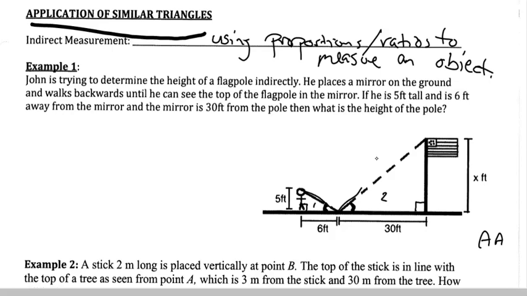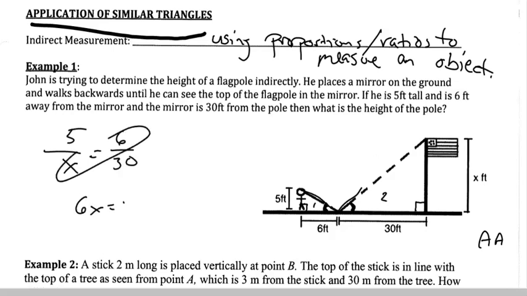Now that you've created your two similar triangles, we can set up a proportion. 5 is to x as 6 is to 30. And you could just solve this, getting 6x equals 100, no, not 150. That would give you, yeah, 150. And then you would divide by 6 and divide by 6, and that would give you your answer. 150 divided by 6 is 25. So the flagpole would be 25 feet tall.